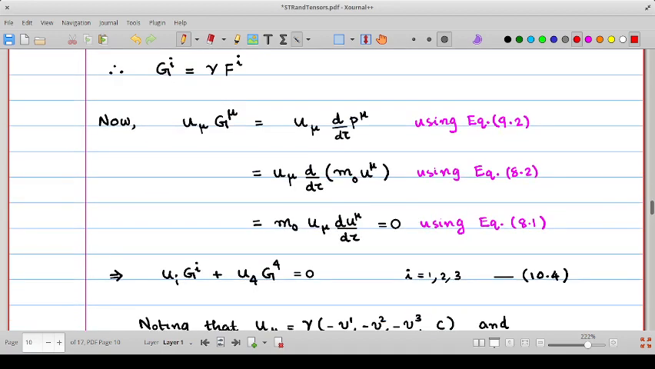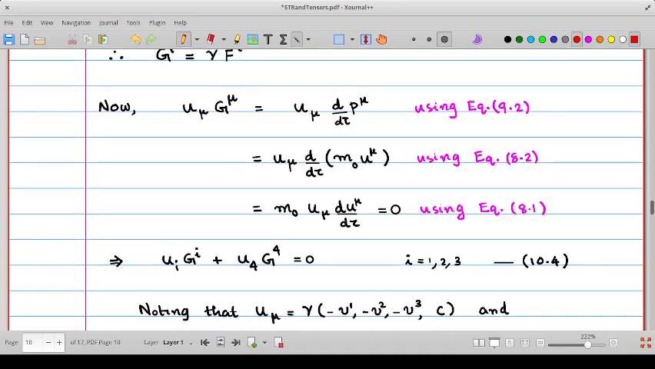Now m0 is the mass measured in the frame of reference in which the particle is at rest. Therefore it is an invariant quantity independent of tau. Therefore it can come outside. So we will get m0 u mu d by d tau of u mu. But we have already seen that this quantity is 0. So m0 times 0 is equal to 0. Or in other words, the inner product of the four velocity with the four force is equal to 0.